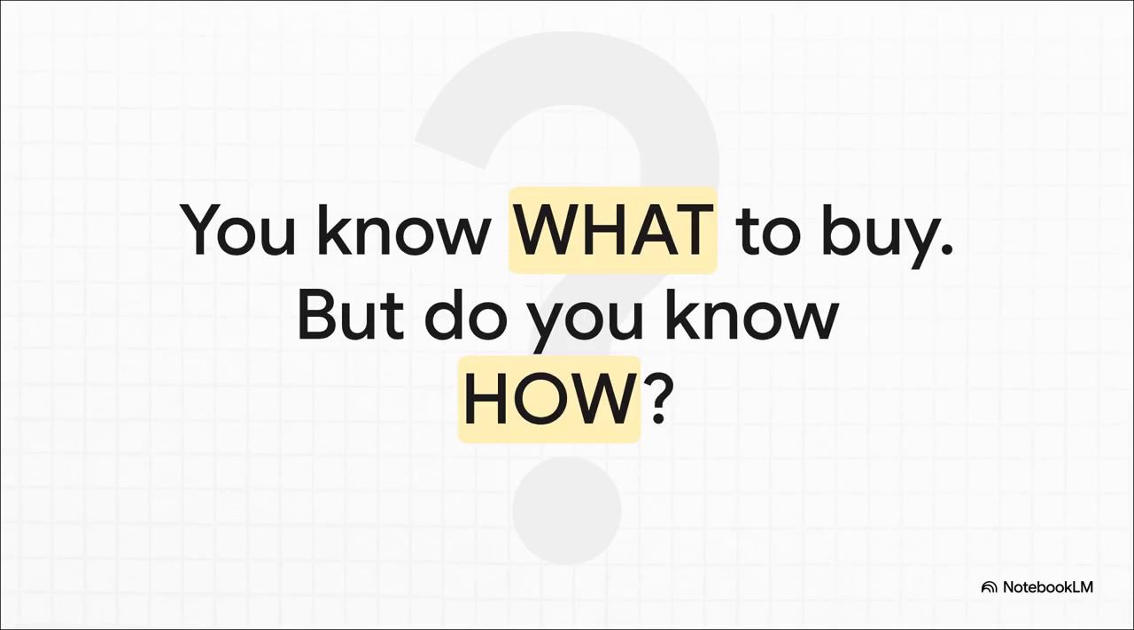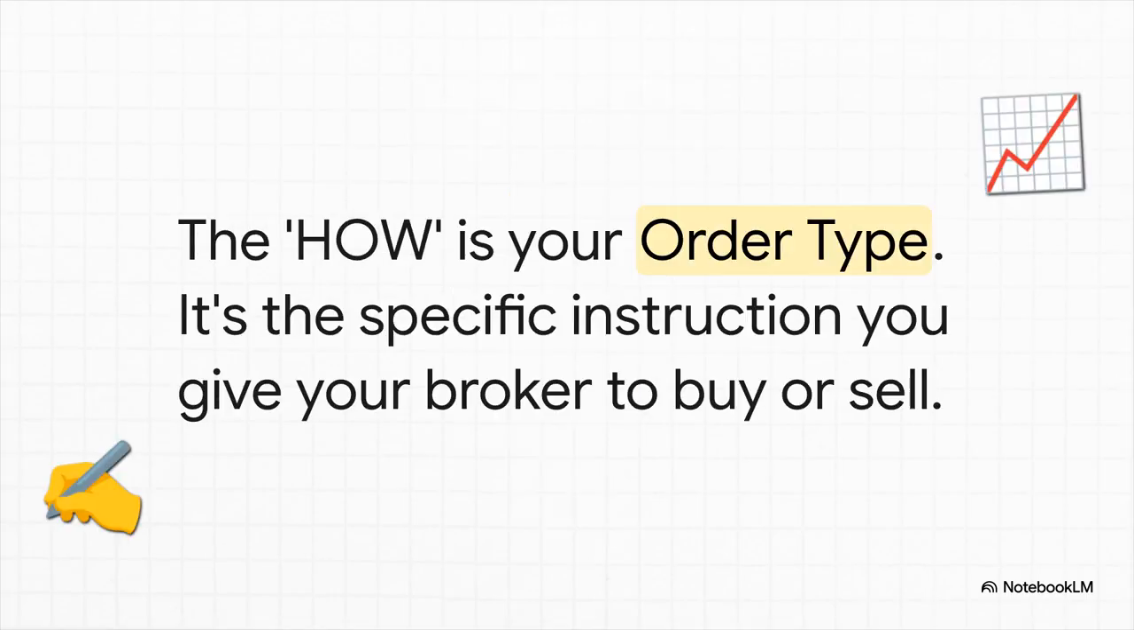The how is just as critical as the what, because how you place that trade can seriously change the price you end up with. And that how, well, that's what we call your order type. Think of it like this. It's a very specific set of instructions you're sending out. You're not just yelling buy into the void. You're saying buy, but do it this specific way. So let's break down the most common instructions you can give.